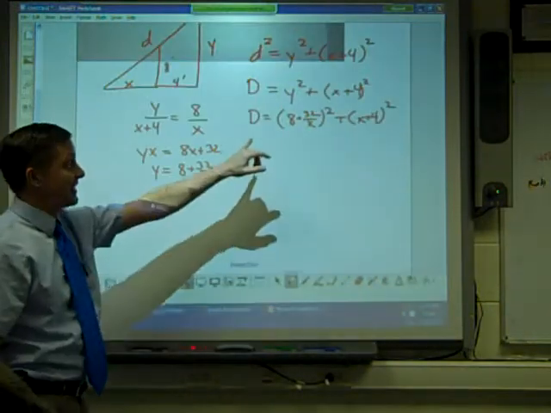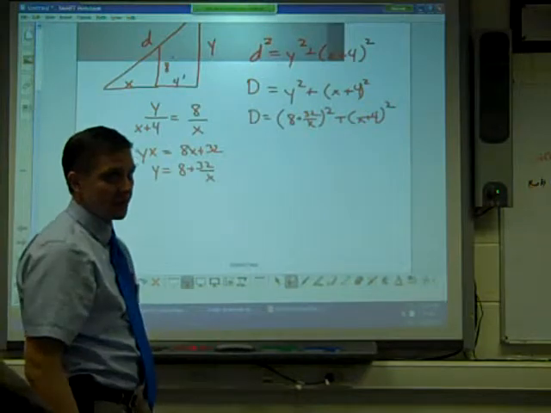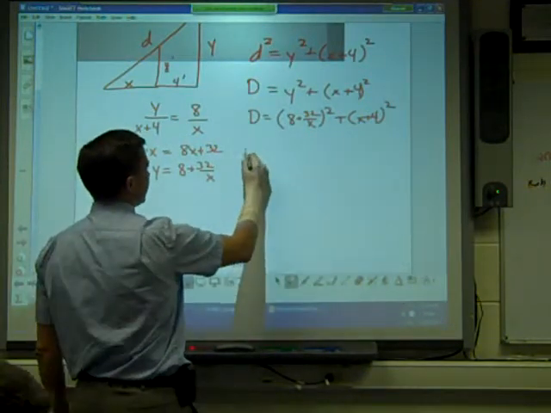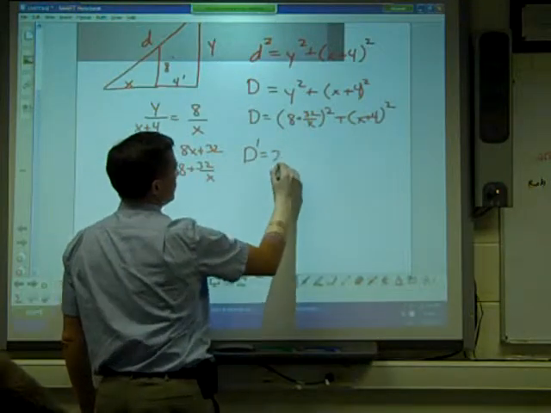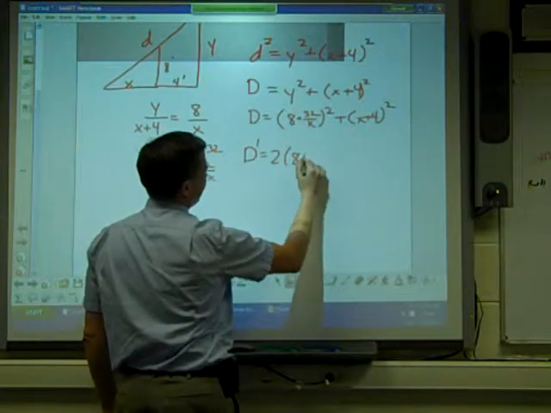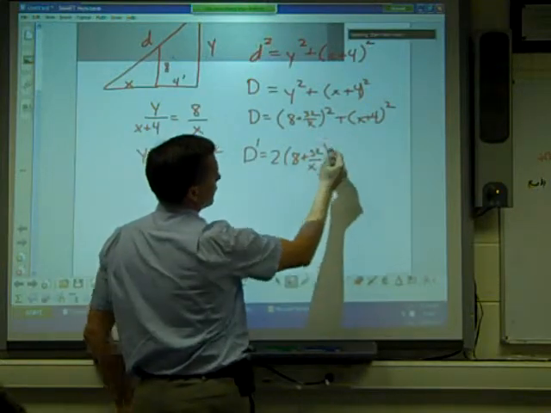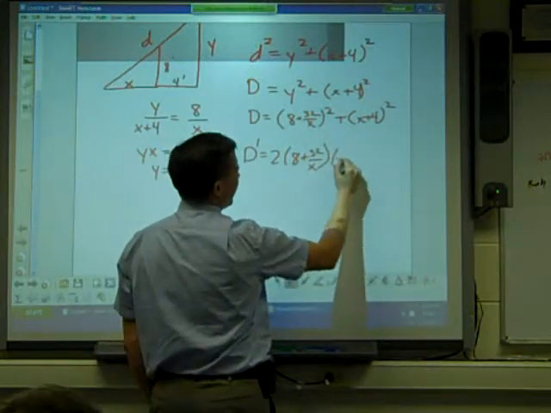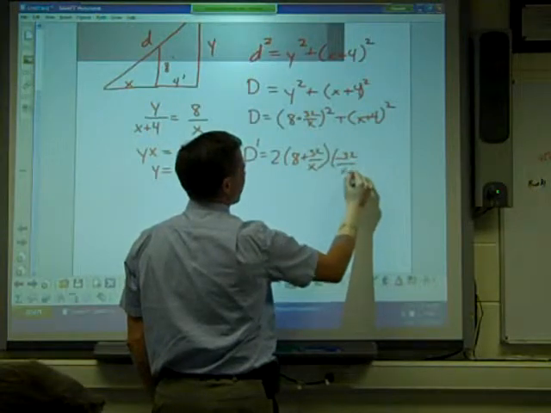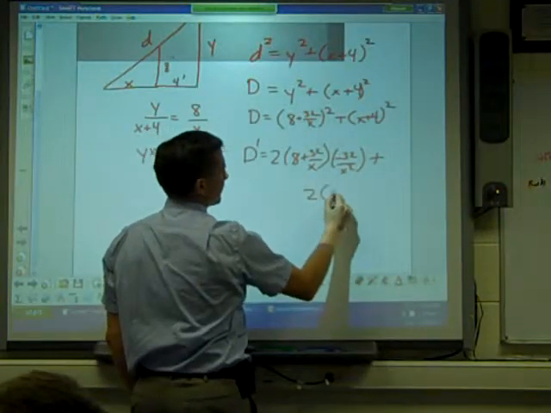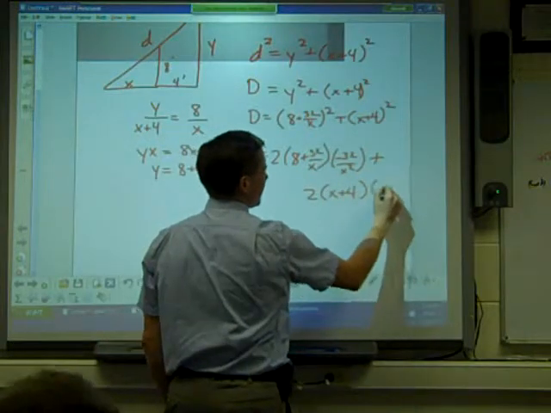Chain rule this thing. Do not multiply this out. I like chain rule. 2 times. It's easy. It's just so much writing. Derivative of 32 over X is negative 32 over X squared, plus the derivative of this, which is 2 times X plus 4, and the derivative of the inside is 1.